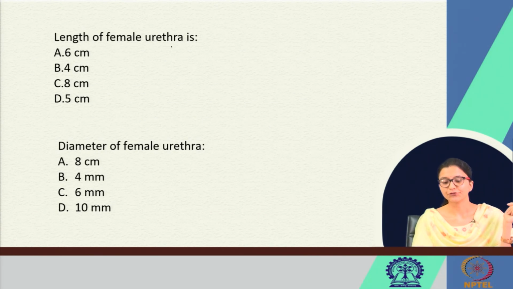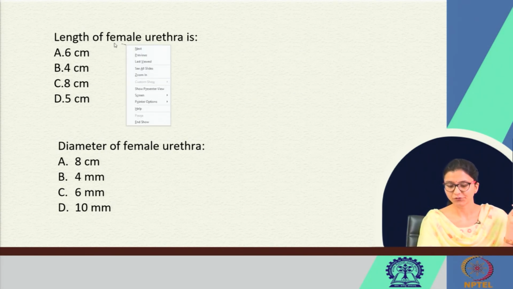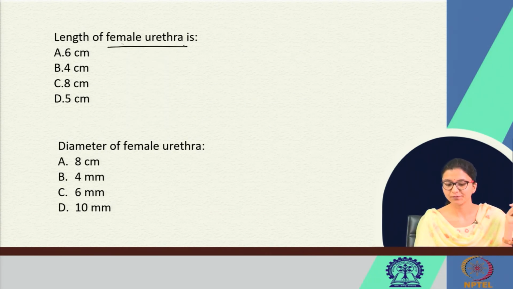Next, length of the female urethra. Very important question: what is the length of the female urethra? It is 4 centimeters. And the diameter of the female urethra is 6 millimeters.